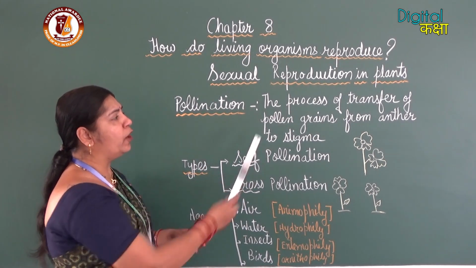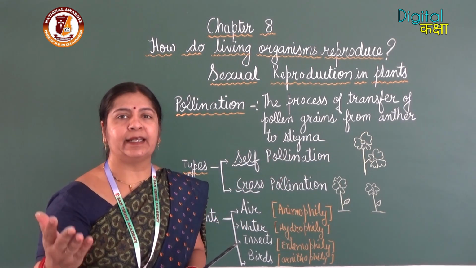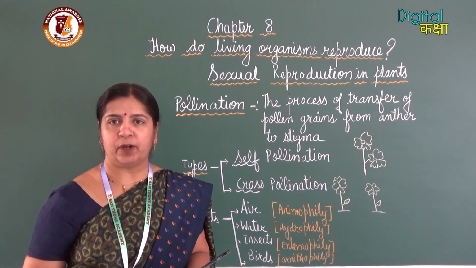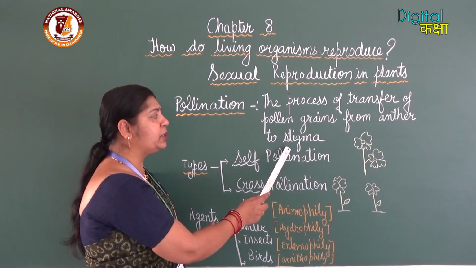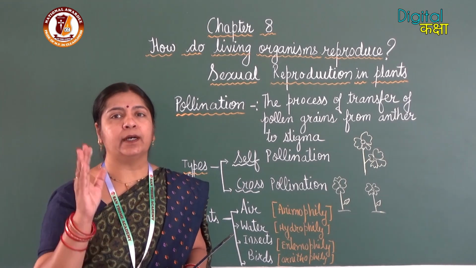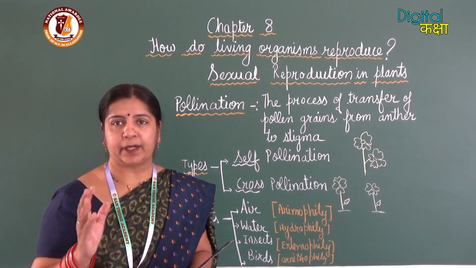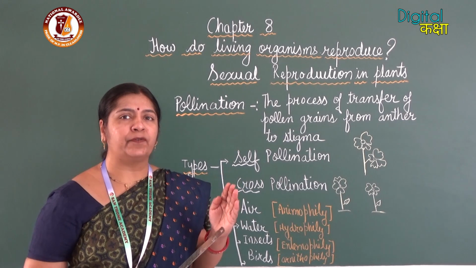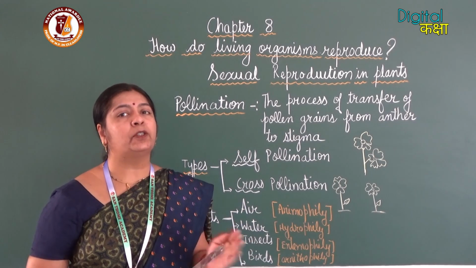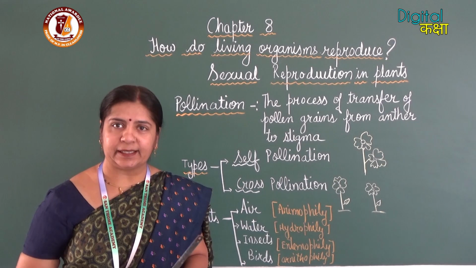So, the transfer of pollen grains from anther, where the anther is in the flower, that is the male reproductive part which bears pollen grain, to stigma. Stigma is the female part, the tip of the pistil. Stigma, style, ovary and ovule together form the pistil. So, transfer of pollen grains from anther, the male part, to stigma, the female part, is known as pollination.